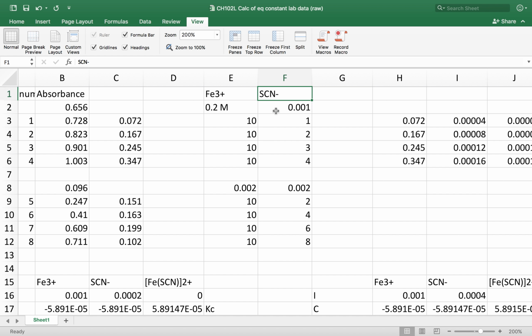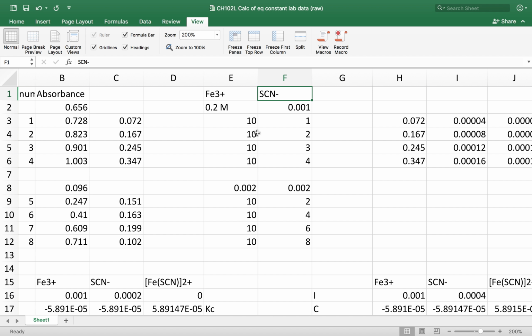Okay, so basically what is happening here is that we're using a really high concentration of the iron, 10 mils of 0.2 molar in each of these solutions, and a relatively low concentration of the thiocyanate, 0.001 molar, and 1, 2, 3, and 4 milliliters. These are all milliliter units, by the way. That means that there's a large amount of iron 3 and a very small amount of thiocyanate. And we start with no complex ion, no iron thiocyanate.